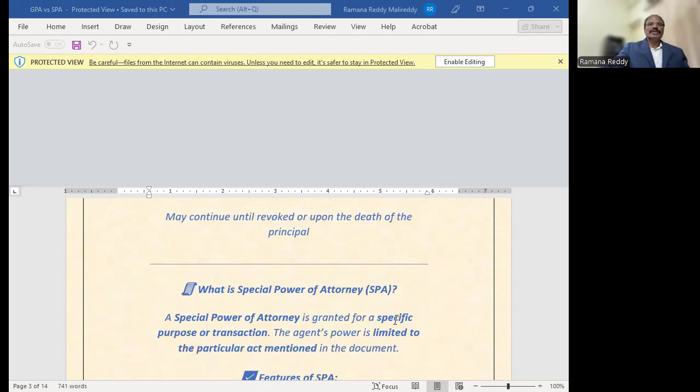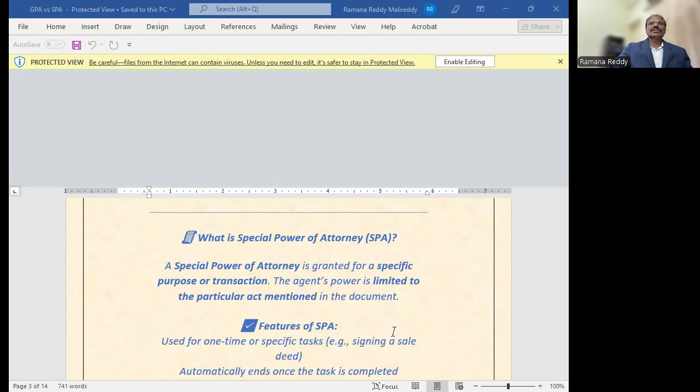Now we are clear about GPA. So now we'll talk about SPA. SPA is special power of attorney. Special power of attorney is granted for a specific purpose or special transaction. The name itself, special power of attorney, says it is for a specific transaction. So the agent's power is limited to a particular act or particular transaction as mentioned in the document. I don't think there is any difficulty in the definition. Very easy, very simple. This is called a special power of attorney, SPA.